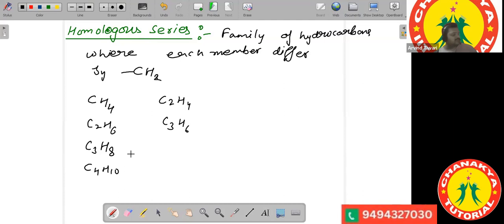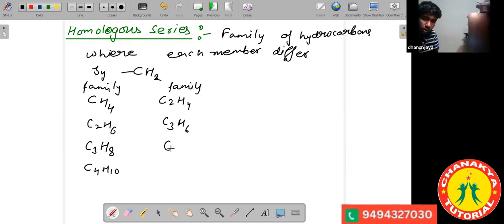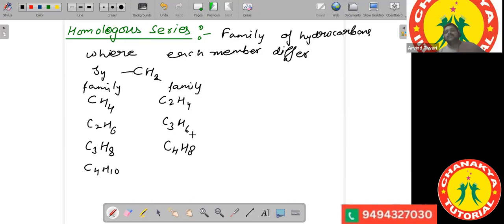Dhananjay, what will be the next member? Sir, what will be the next member of it? Of this family. This is your family 1, which is called alkanes. Of this family, can you name the next member? The C4H8. You need to add CH2 to it. By adding CH2, you will be able to obtain the next member of the family.